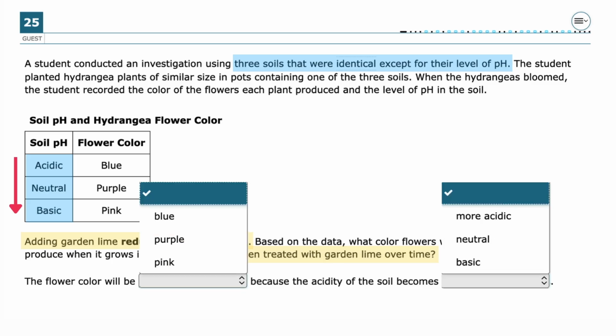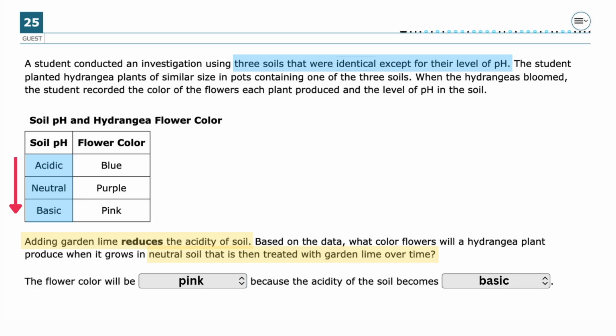Based on the pattern, as the soil becomes more basic, the flower color shifts from purple to pink. Therefore, the flower color will be pink because the acidity of the soil becomes basic. The key is knowing that garden lime increases the pH, makes the soil less acidic, and the table shows that basic soil produces pink flowers.